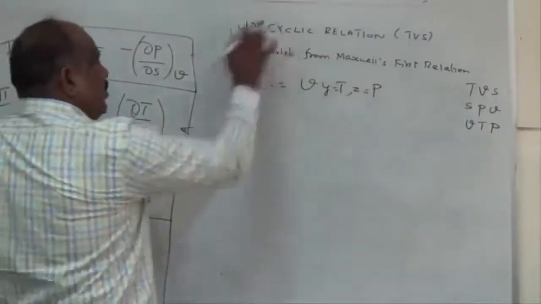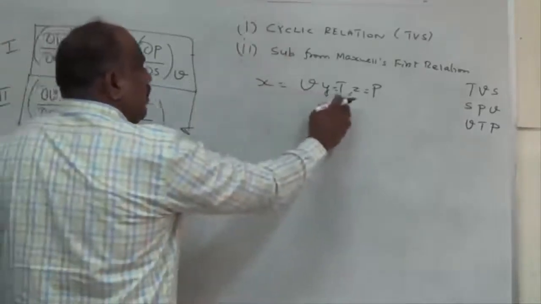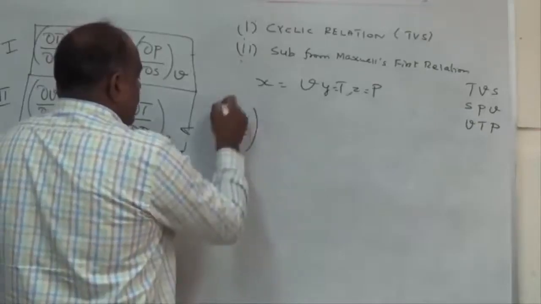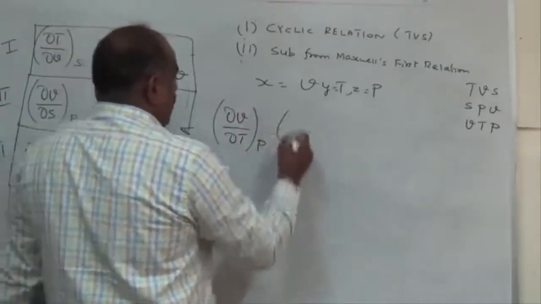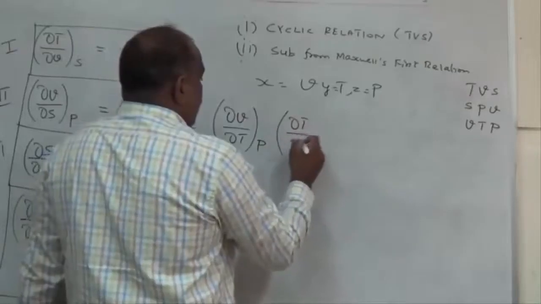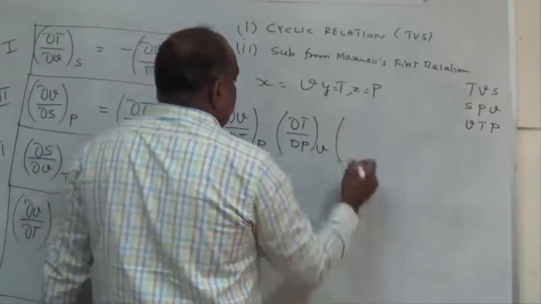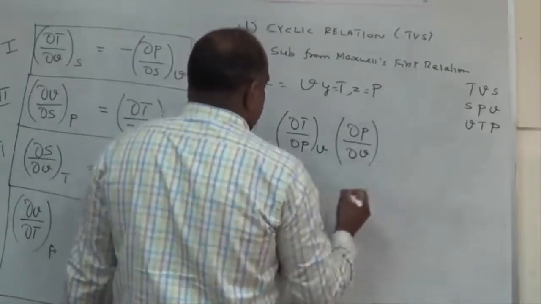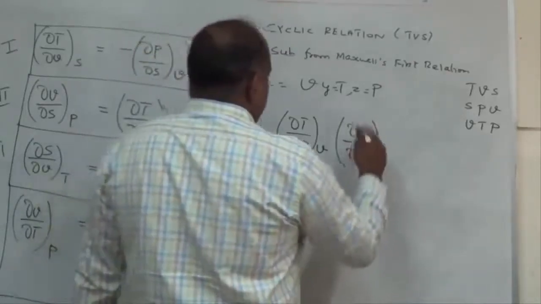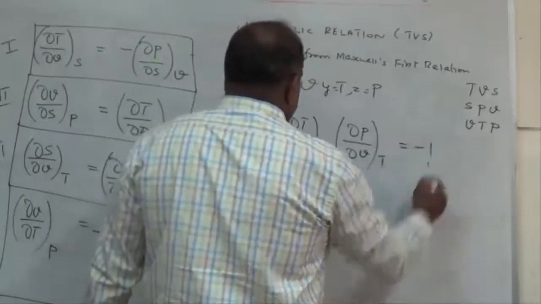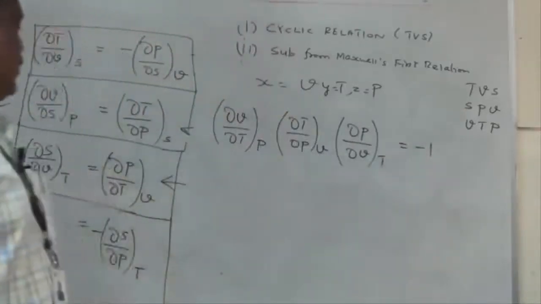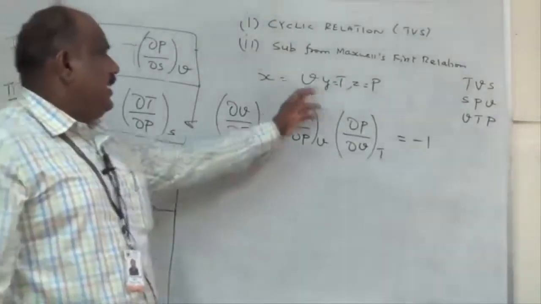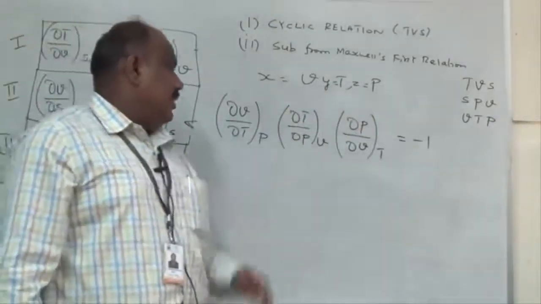First, I will obtain a cyclic relationship based on V, T and P. So ∂V/∂T at constant pressure into ∂T/∂P at constant volume into ∂P/∂V at constant temperature is equal to -1.